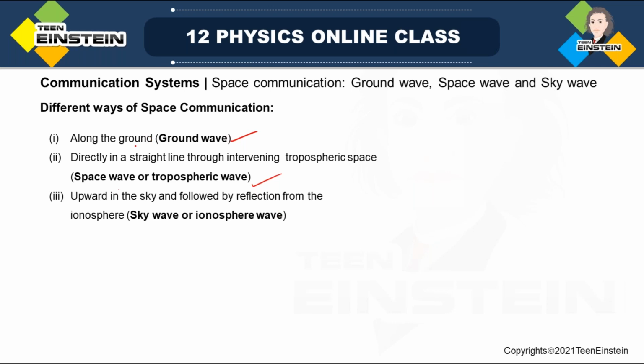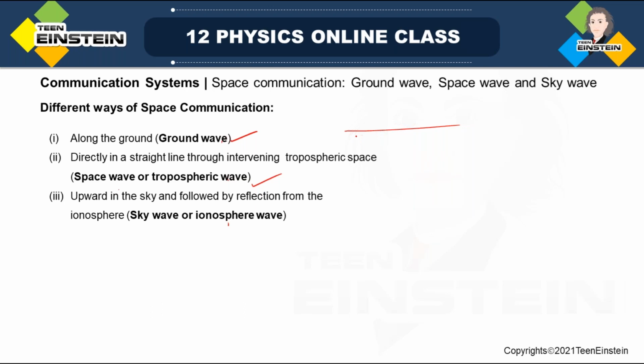So there are three methods I have told. Along the ground, or on the surface of the ground, the wave can propagate. That is called ground wave. But anyway, you can understand that whatever wave I am talking about here, all are electromagnetic waves. They don't require any medium to propagate.